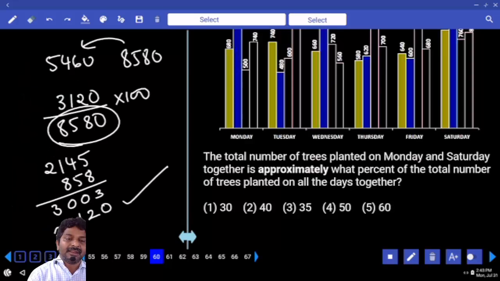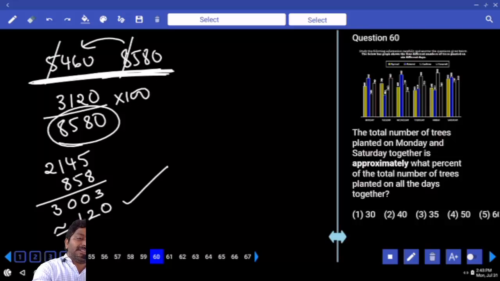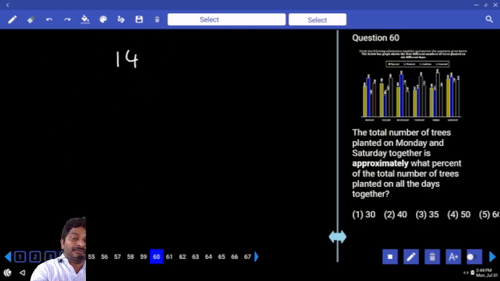Right. So now wait a minute. This data, when you add it, how many days are counted here? 5 days. So again you don't have to count it separately, right? Let me count it. 8,000, 5,000, 13,000. 460, 580. 1,040. Total 14,040. These are 5 days data, right?